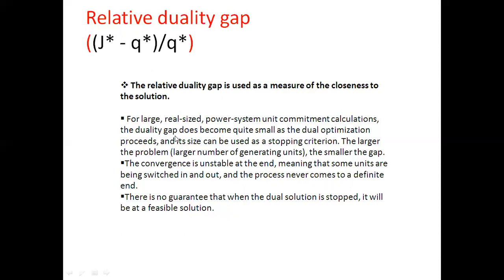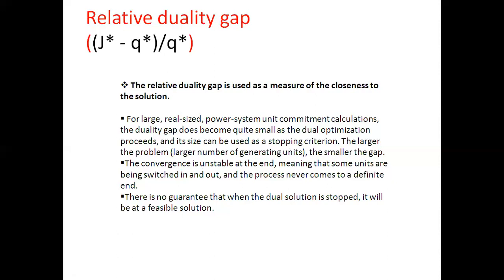For large real-time power system unit commitment, the duality gap does become quite small as the dual optimization proceeds, and its size can be used as a stopping criterion. The larger the problem, the larger the number of generating units, the smaller is the gap. The convergence is unstable at the end, meaning that some units are being switched in and out, and the process never comes to a definite end. There is no guarantee that when the dual solution is stopped, it will be a feasible solution.